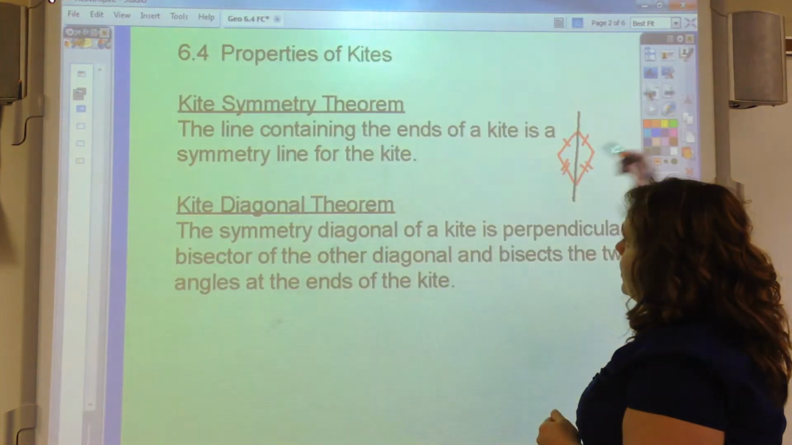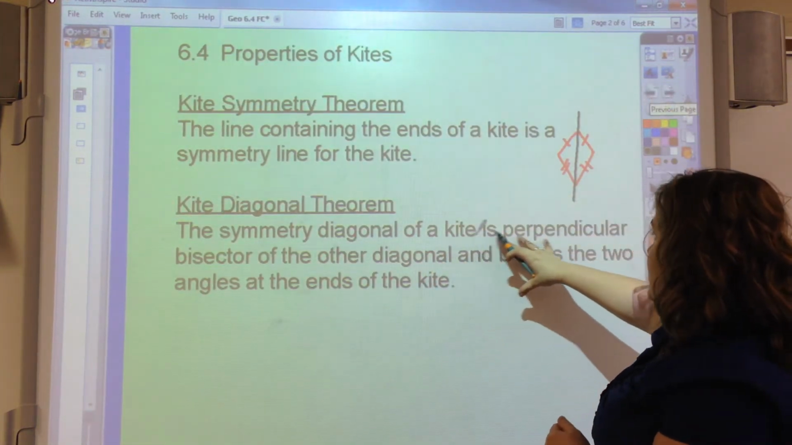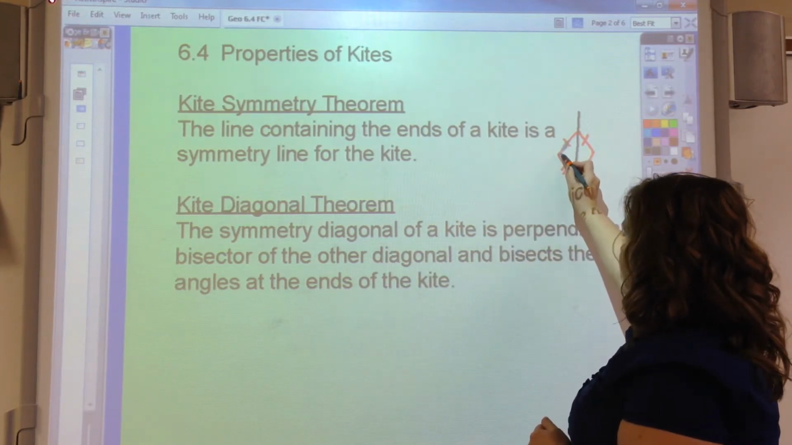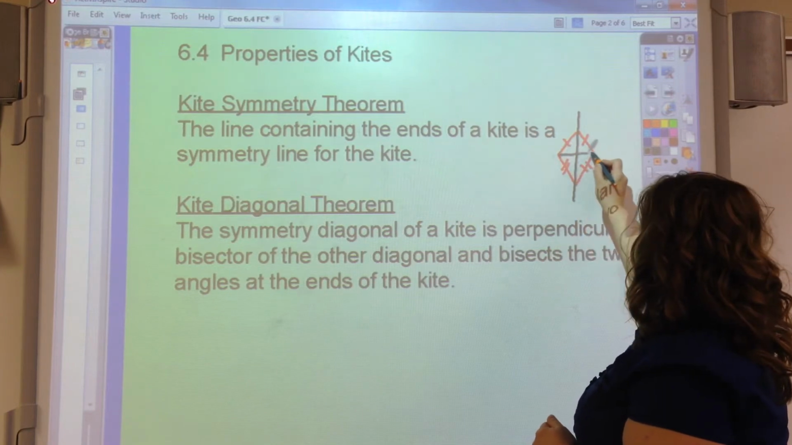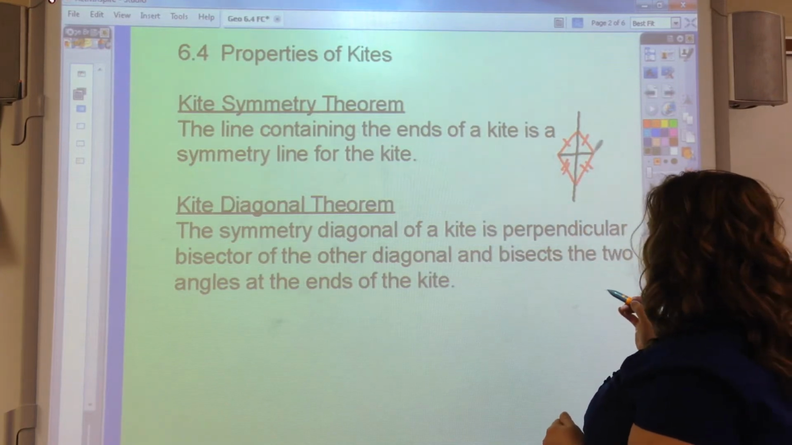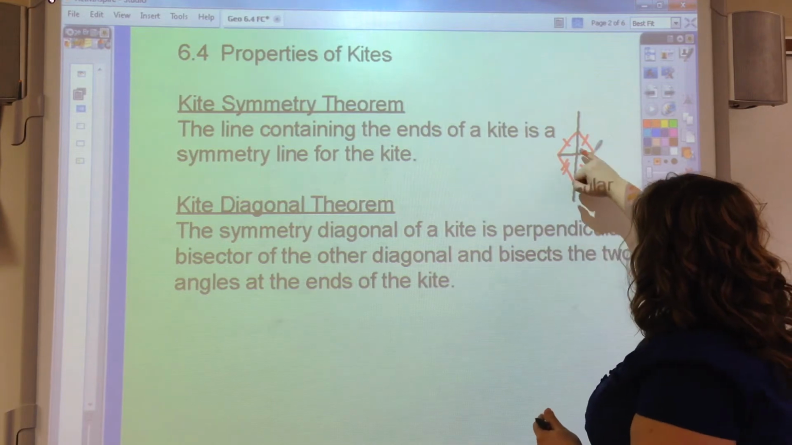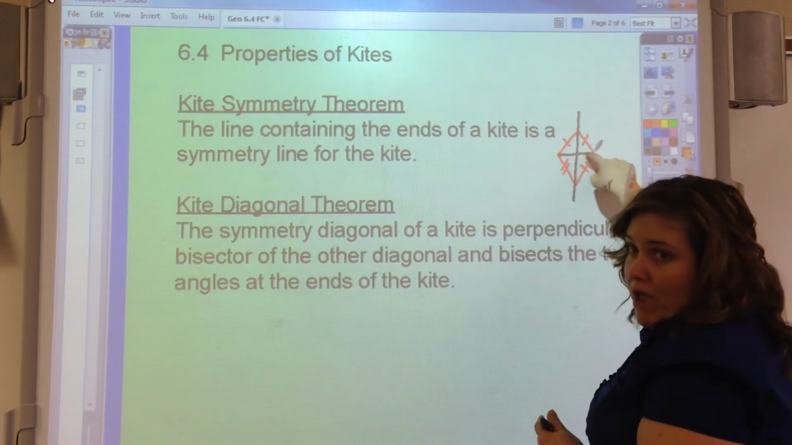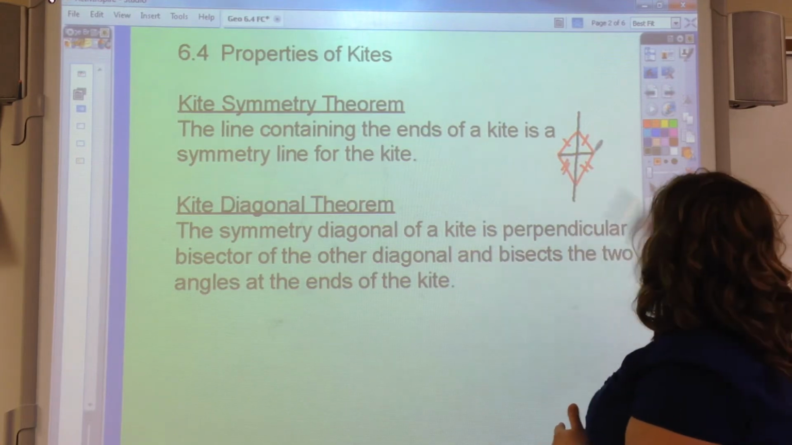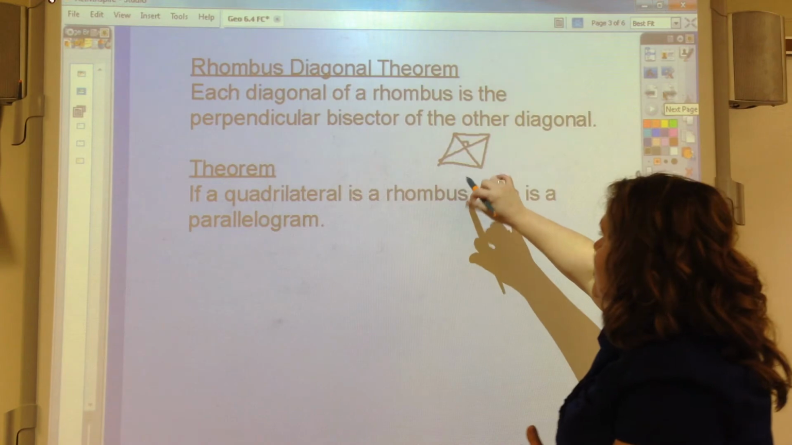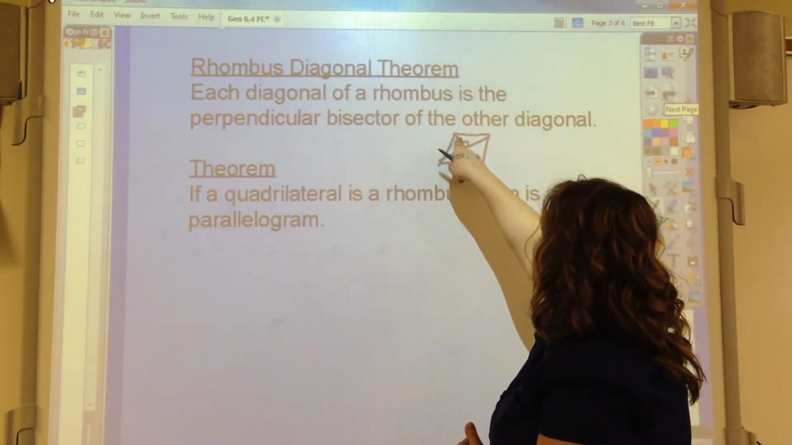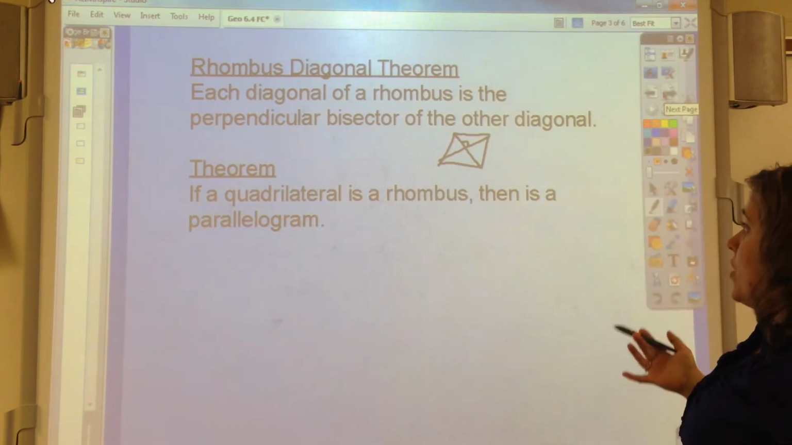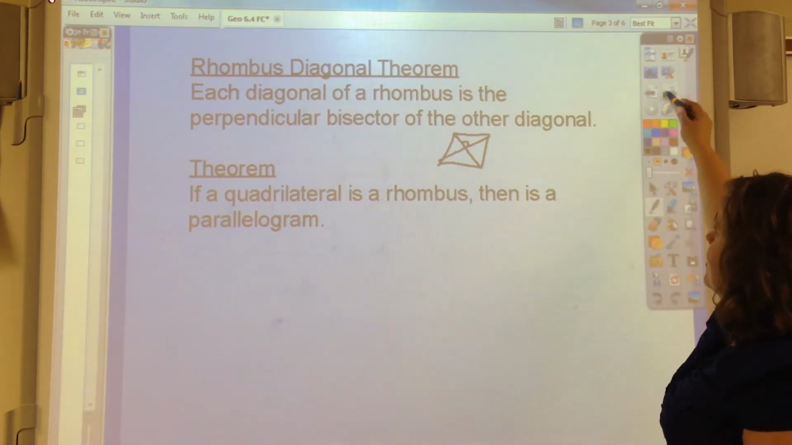Now let's go back to this one. Here I'm saying that the symmetry diagonal of a kite is the perpendicular bisector of the other diagonal and bisects the 2 other angles. So that means that it chops this one in half and leaves me with right angles here, bisects these 2 angles right here. Does everybody follow that? Whereas this one, they're both perpendicular bisectors of each other. All right? If a quadrilateral is a rhombus, then it is a parallelogram.